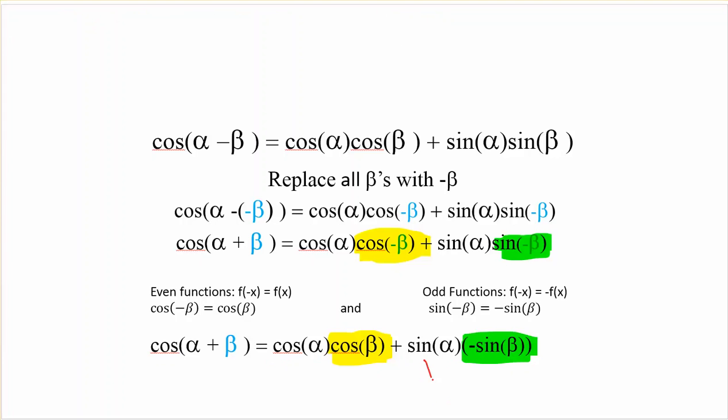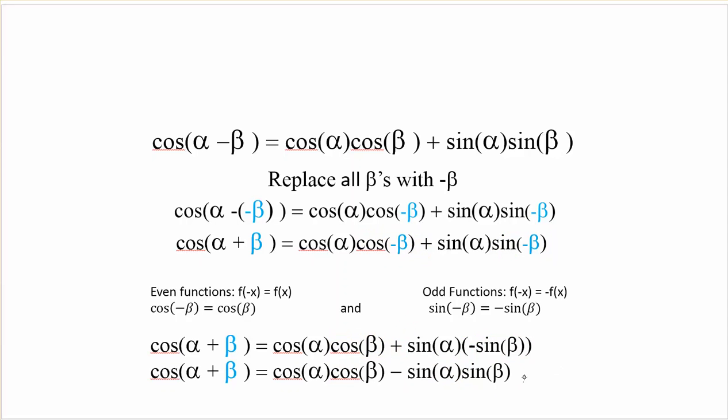But if you take a positive value and multiply it by a negative value, you get a negative quantity. And so this would be plus a minus, which can be replaced with just a minus, which is what I've done here. And so there you go. Here is the sum identity for cosine. And our goal has been met.